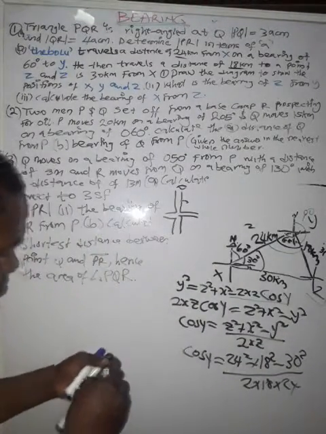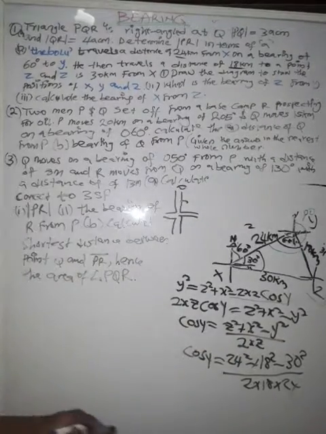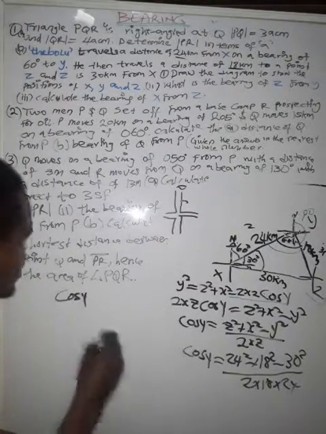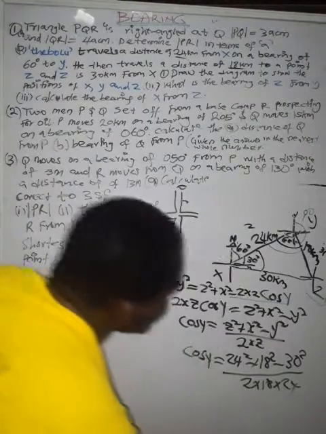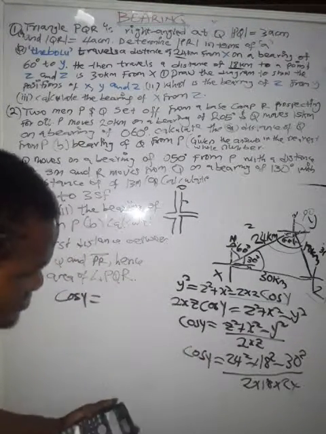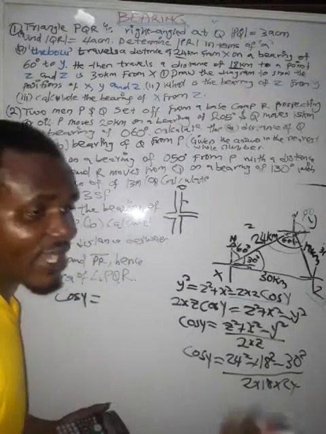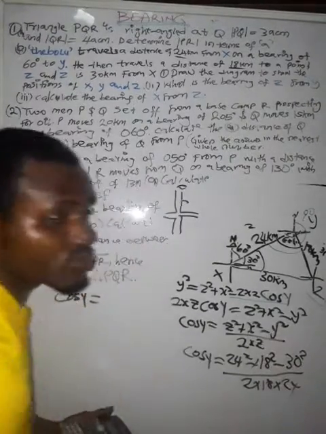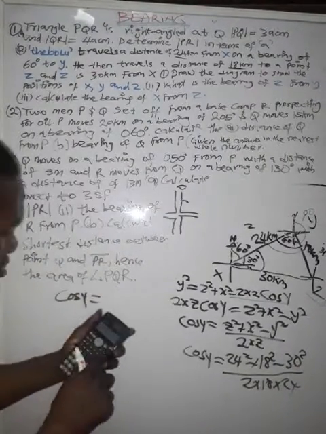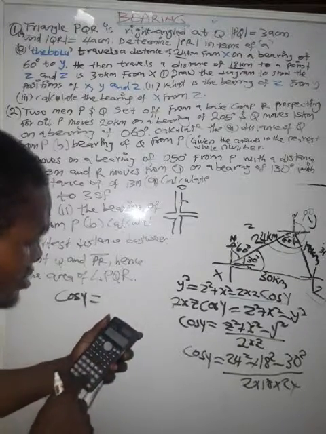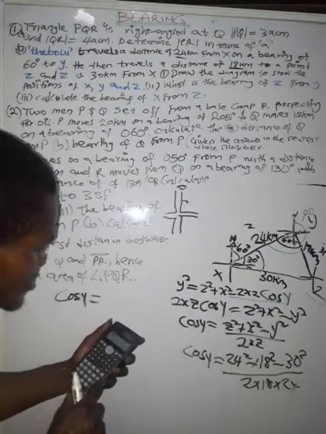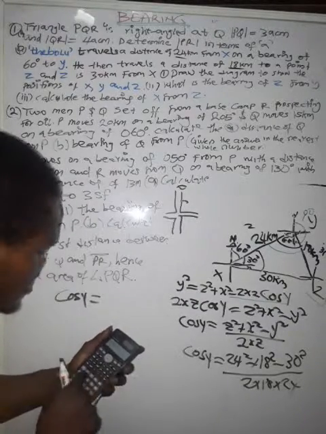So let me continue from here. So I can now say cos y equals to, so I'm going to press all the results together. As if you are in an exam, you do it one by one. 24 square, write it down. 18 square, write it down. Minus, you do it one by one. But I'm going to write all the answers here now. So 24 square plus 18 square minus 30 square.